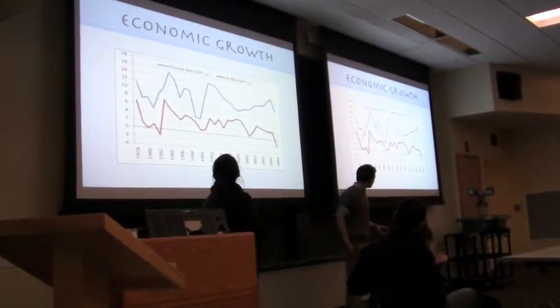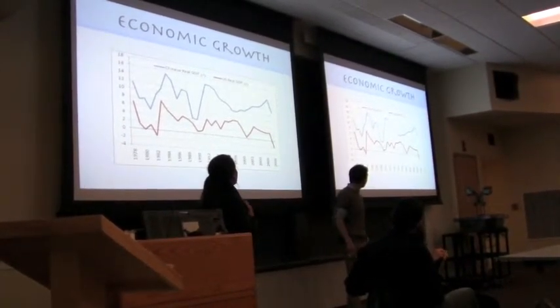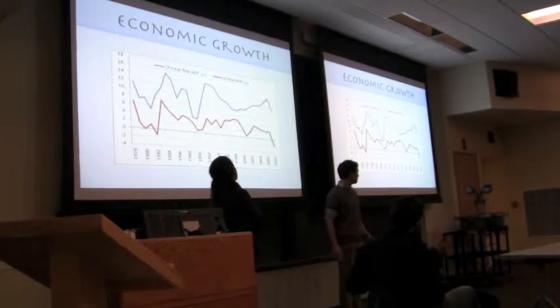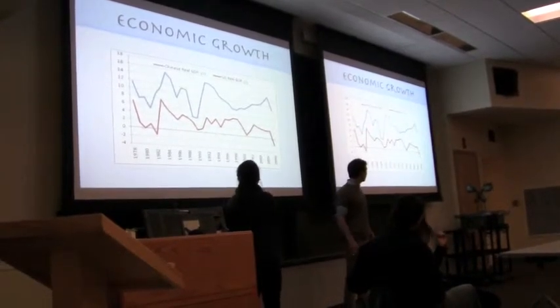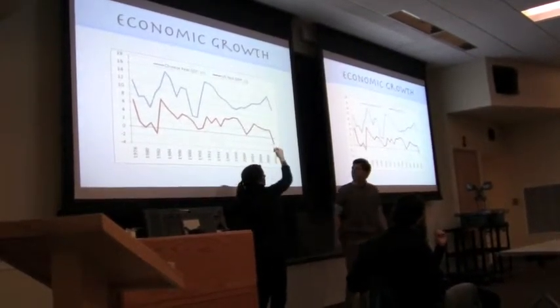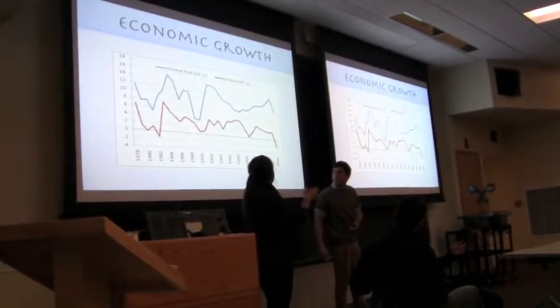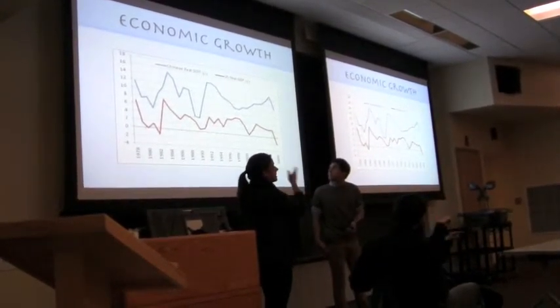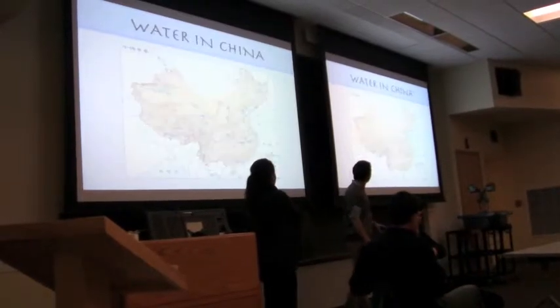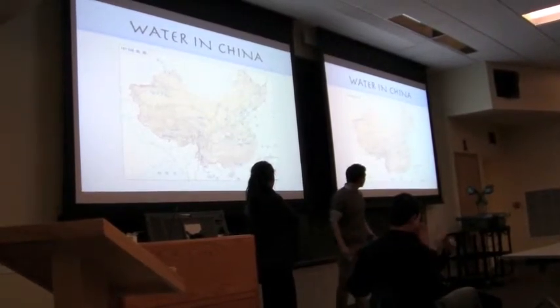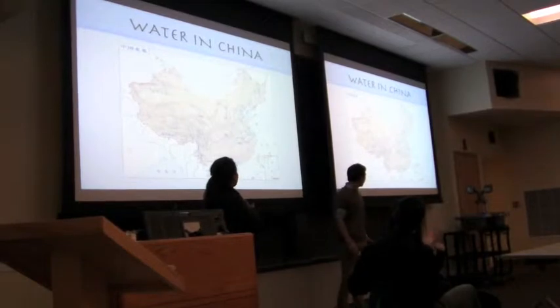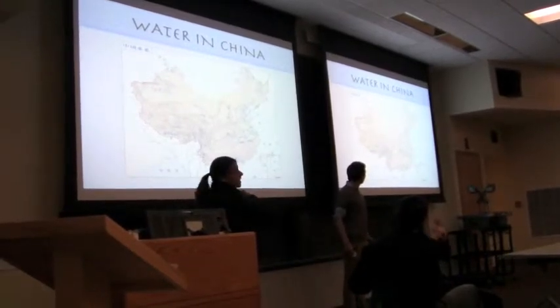And this is just a graph showing the general economic growth of China compared to the U.S. A big thing to take away is just the gap that's rising between China and the U.S. It goes hand in hand with the environmental crisis, and we'll go more in depth with that later on. And here's just a map of all the water in China.